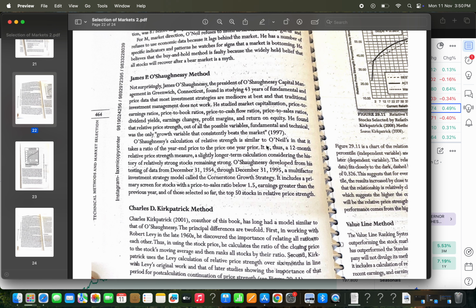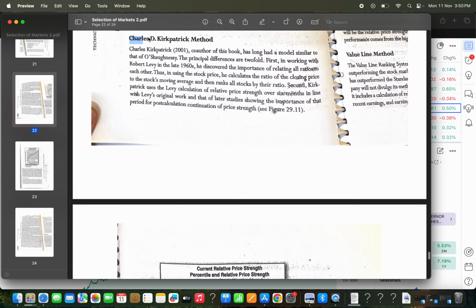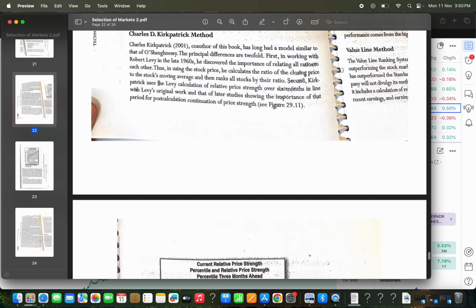But when we talk about O'Shaughnessy's method, he takes the closing price of this year with the closing price of a year earlier. Okay, so 12-month relative price. Now we come to the Charles D. Kirkpatrick method. Now what is the Kirkpatrick method?